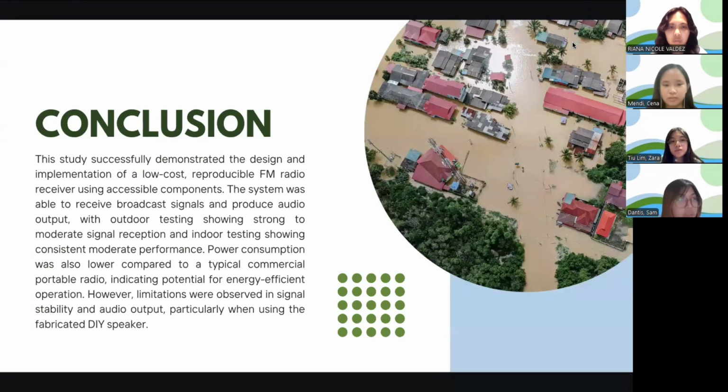In conclusion, the study successfully demonstrated the design and implementation of a low-cost and reproducible FM radio receiver. The radio is energy efficient, operates at moderate to strong signal receptions, and can be a practical tool for emergency communication and preparedness. Moving on.